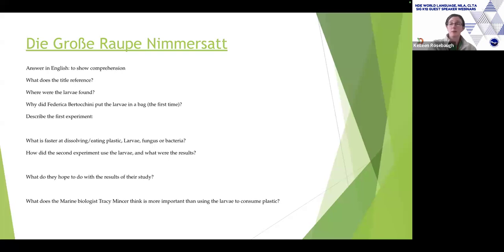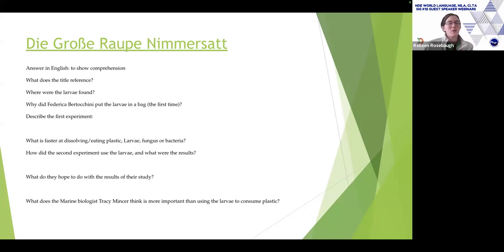And it is about wax moths that were found in a beehive eating beeswax, who were put into a plastic bag and ate their way out of the bag. And they do an experiment where they actually find they can eat and digest plastic. A lot of my students found it a very hopeful thing, that there are ways to process the plastic that we're going through, and we can do something with it.